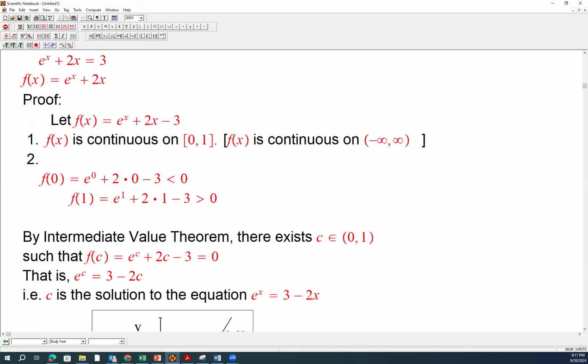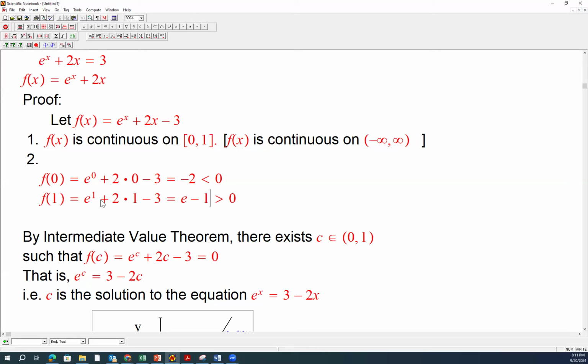So here we're going to say, okay, f of 0 equals, you can come up with a number. Actually, you can find the number, but here we just estimate, because this equals 1 minus 3. That's negative 2. Yes, it is negative 2, which is less than 0. And f of 1 is e to the power 1 plus 2 times 1, minus 3. That's going to be e minus 1, right? E minus 1 is positive.